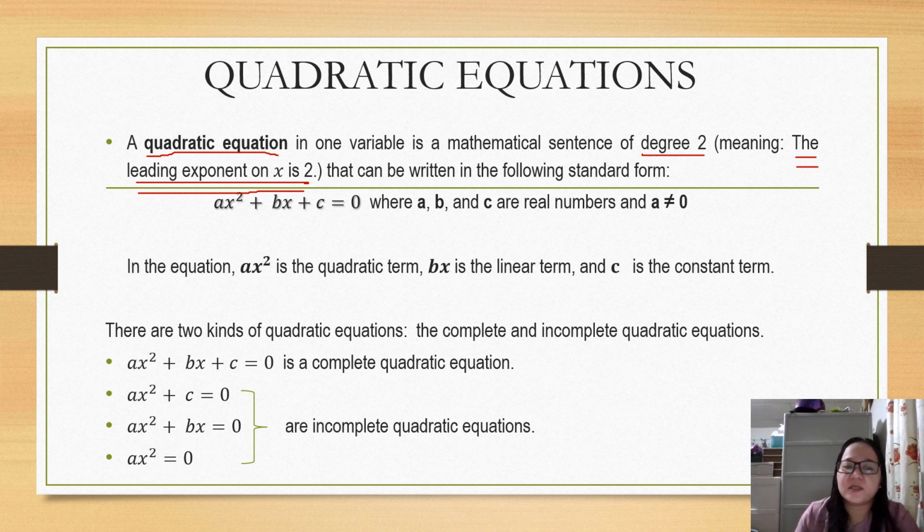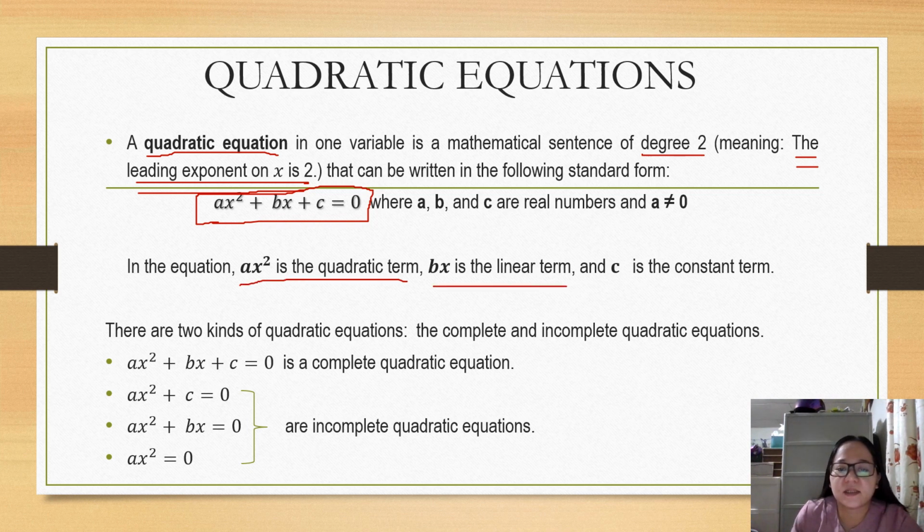A quadratic equation can be written in the standard form ax squared plus bx plus c is equal to 0, where a, b, and c are real numbers and a is not equal to 0. In the given equation, ax squared is what we refer to as the quadratic term, bx is the linear term, and c is the constant term.